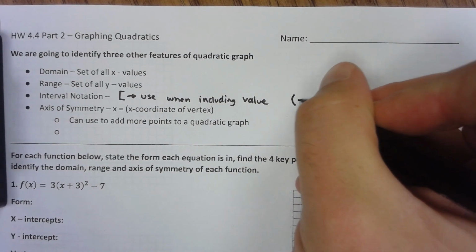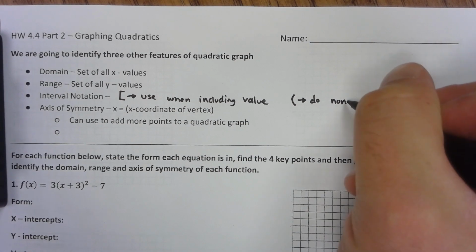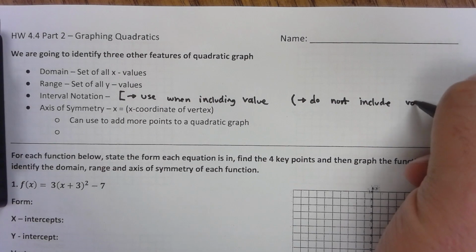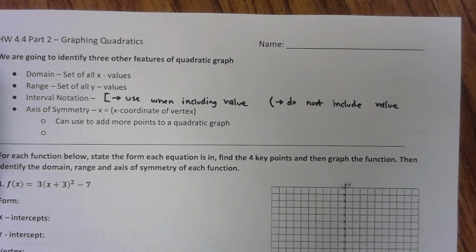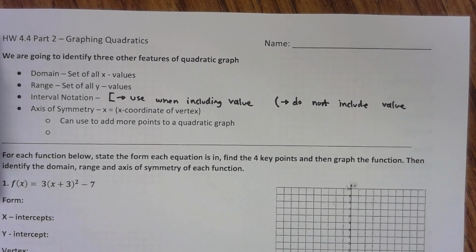And then we have a curve bracket when we do not include the value. So like the regular parenthesis when we don't include the value, a good example of that is infinity. A lot of domain and range is going to extend to infinity. And because we can't get to infinity, we're not really including that value in our domain or our range. So squared bracket, that value is 100% part of the graph. Curve bracket, we get close to it or we're approaching that, but never 100% of the way get there.